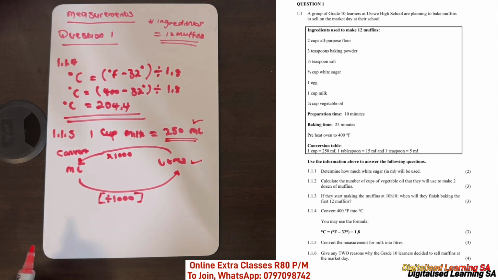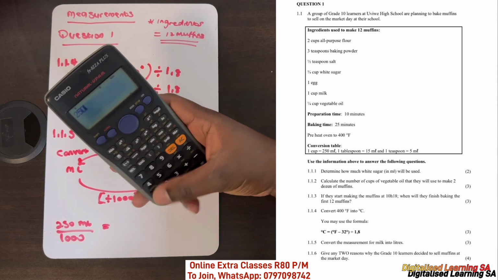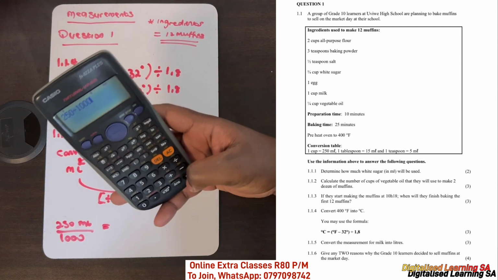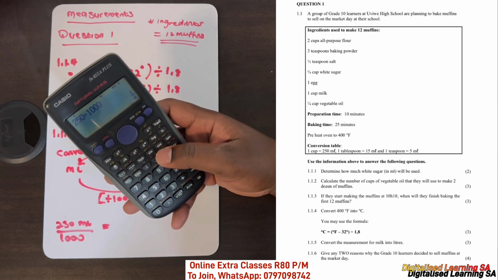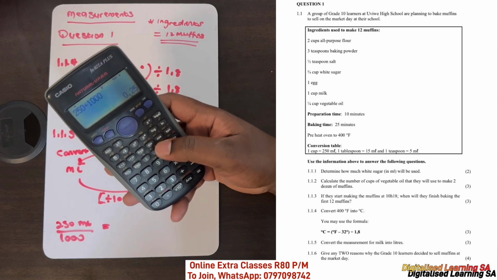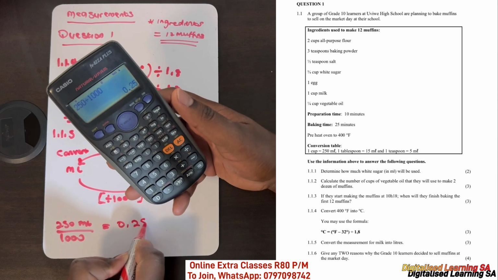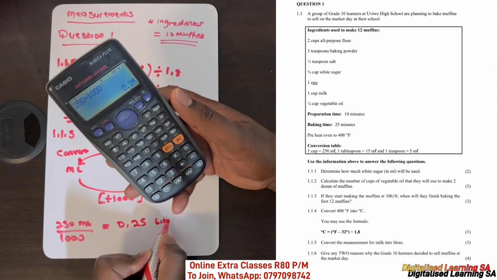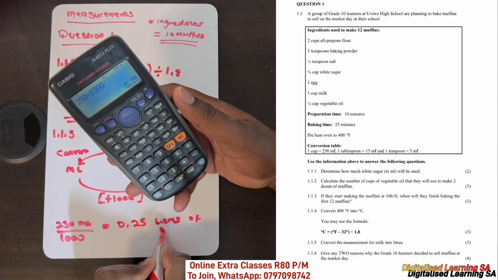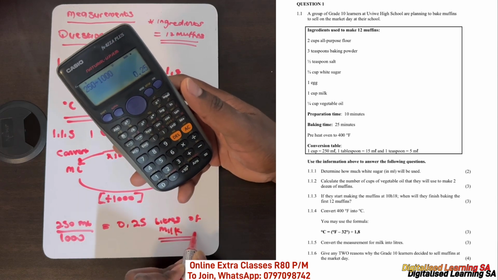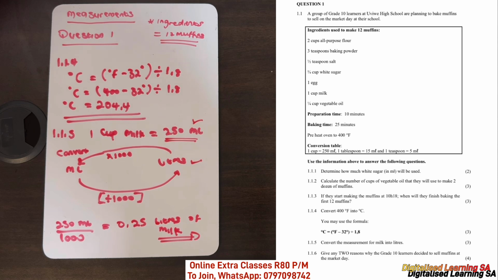So we are going to say 250 milliliters of milk divided by 1000. And once we divide by 1000, our answer will then be in liters. So we'll just come and say 250 divided by 1000, and our answer will be 0.25 liters of milk. Okay, and that's our final answer.